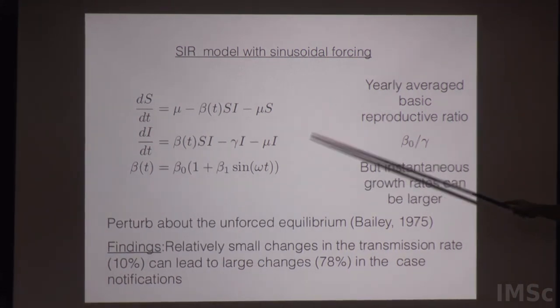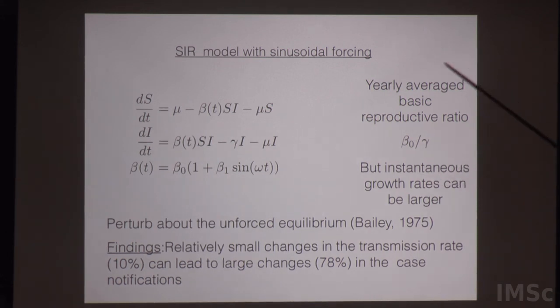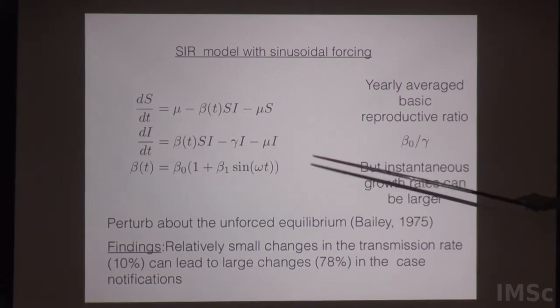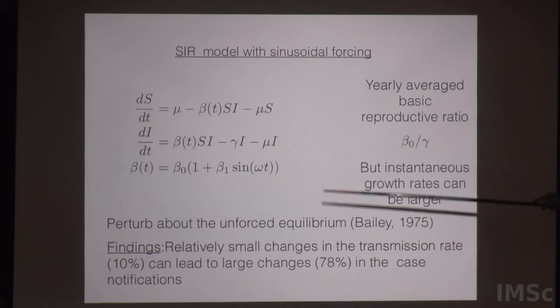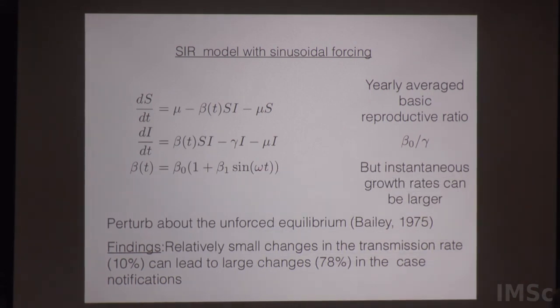So from here I can say there is at least some definition of a yearly average basic reproductive ratio, which is beta naught divided by gamma, but depending upon the value of beta 1, it can be greater than that or even lesser than that. So it can be a fluctuation above that particular point.